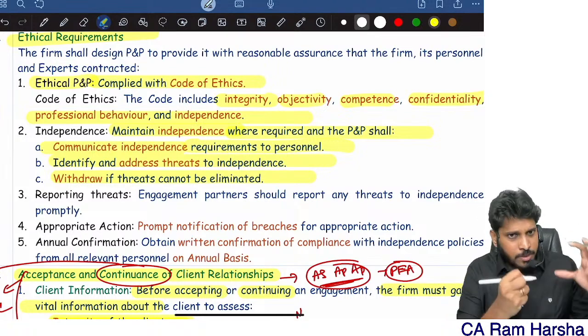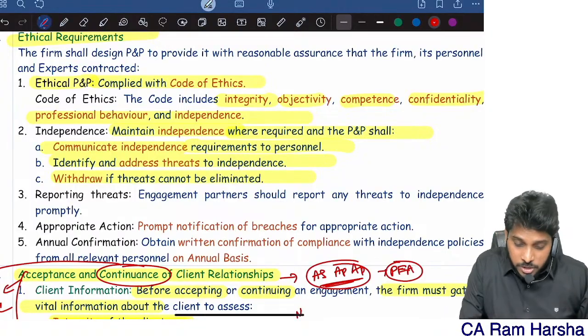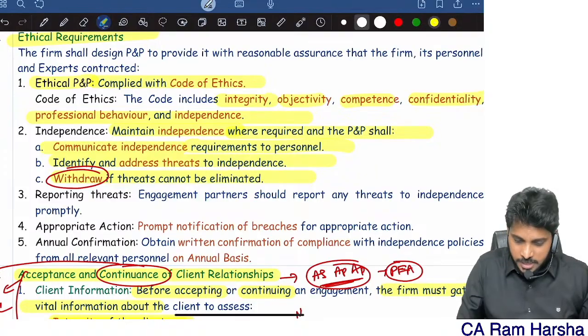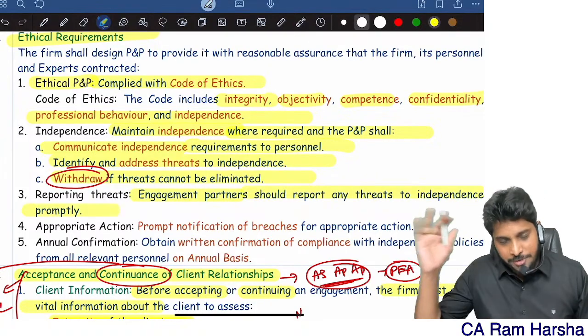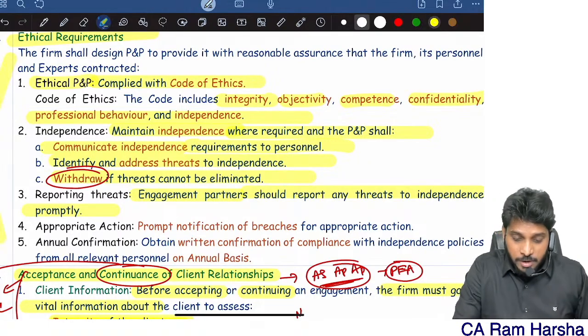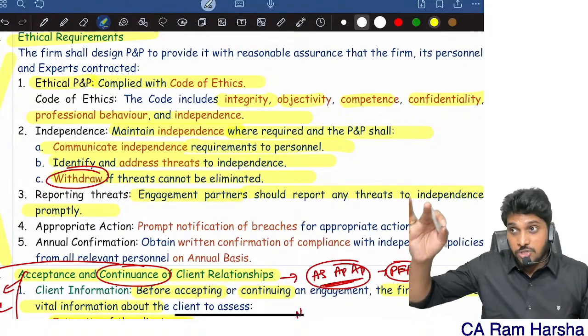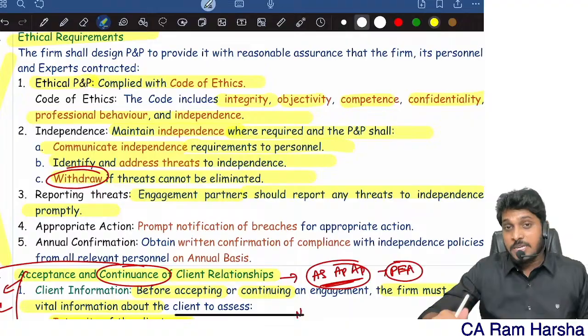So there must be a policy on how to address the threat. There must be a policy on how to withdraw. For withdrawal also some procedures will be there. All that in depth will be discussed in CA Final. Then engagement partners should report any threats to independence to the firm promptly. So who should check ethical requirements everywhere? Engagement partners shall check mainly. He is the one who should check whether any ethical requirements are conflicting. If there is a conflict, he must immediately report it to the firm.